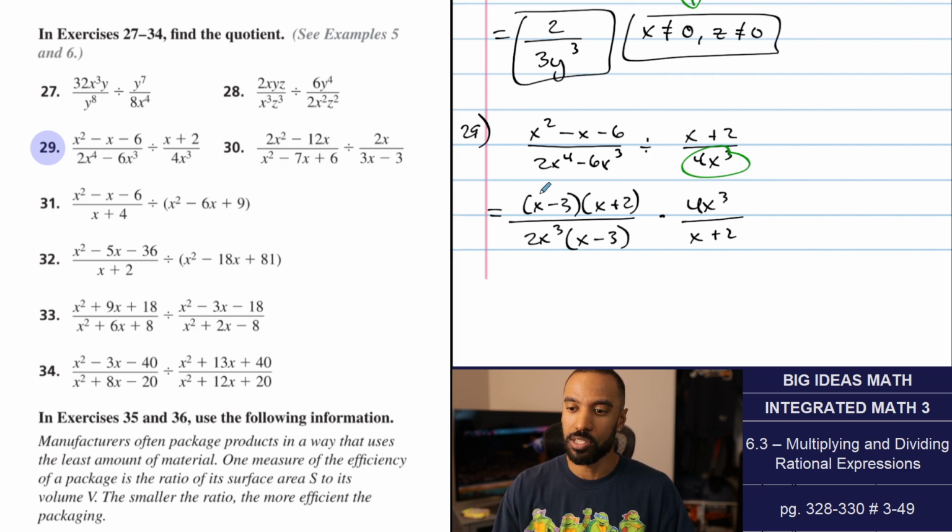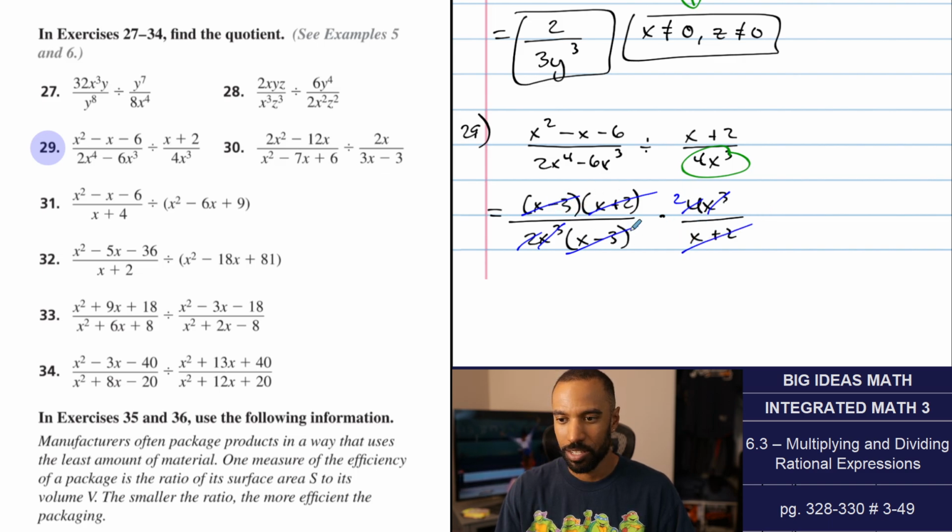So x minus 3's, I think this is where we start taking care of things. X minus 3's go away. 4 over 2 is 2 over 1, and x cubed over x cubed goes away there. X plus 2 over x plus 2 goes away. You're left with, guys, 2. This equals 2. How crazy is that?